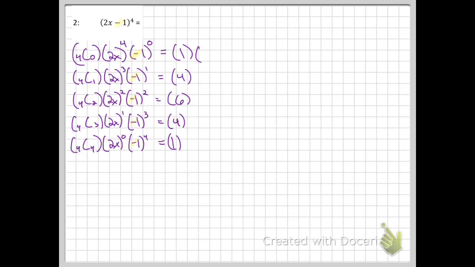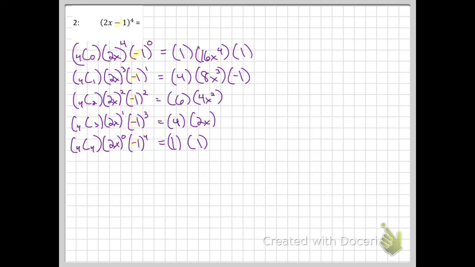So on this one, you're doing 2 to the 4th and x to the 4th. So 2 to the 4th is 16 x to the 4th. So that's why the parentheses matter. 2 cubed x cubed. 2 squared x squared. 2x. Anything to the first power is itself. Include your negative. Anything to the 0 power is 1.